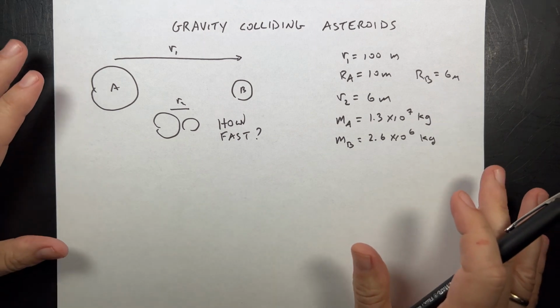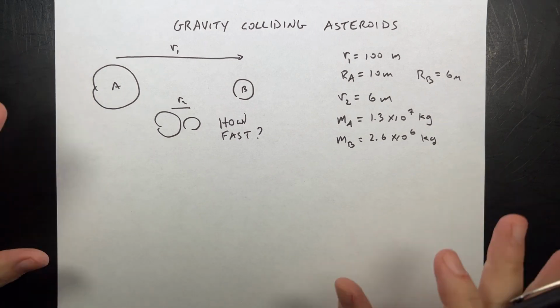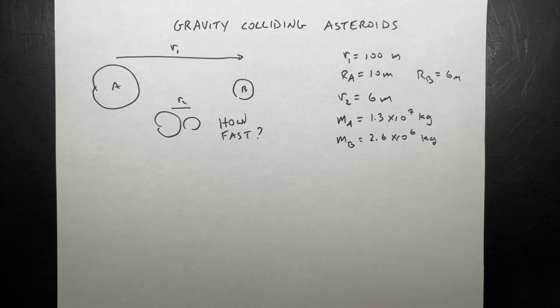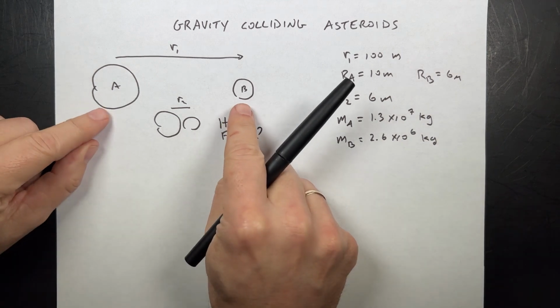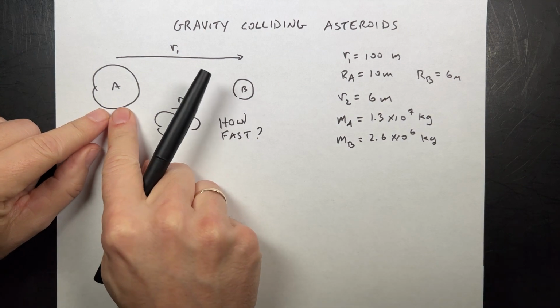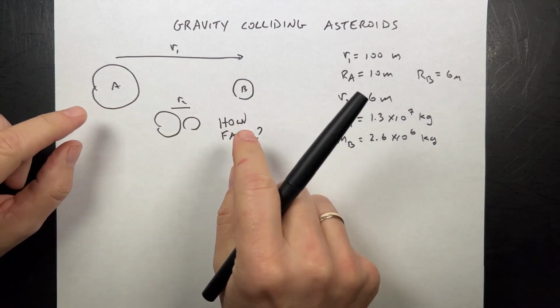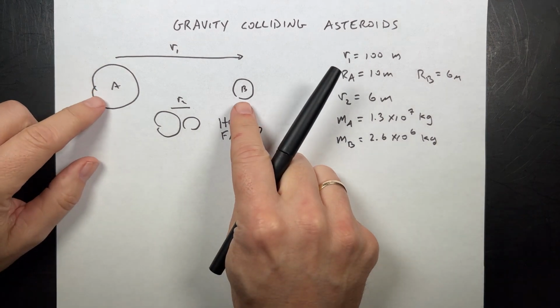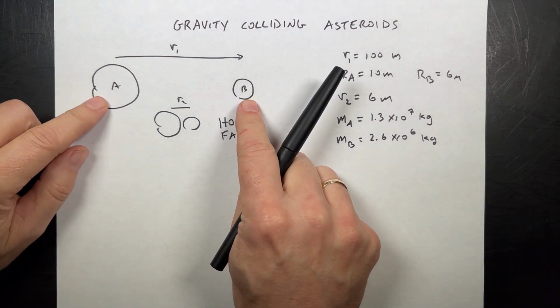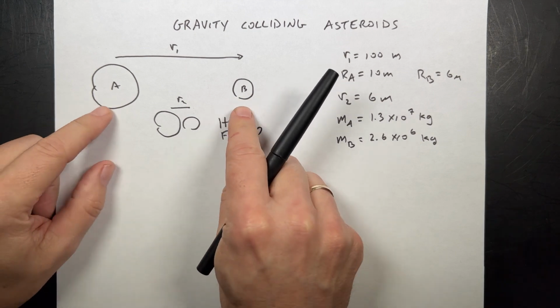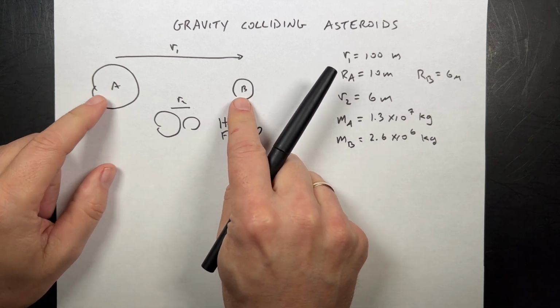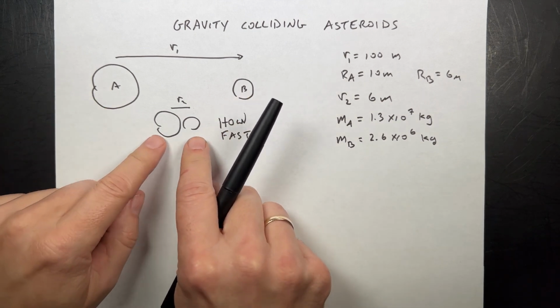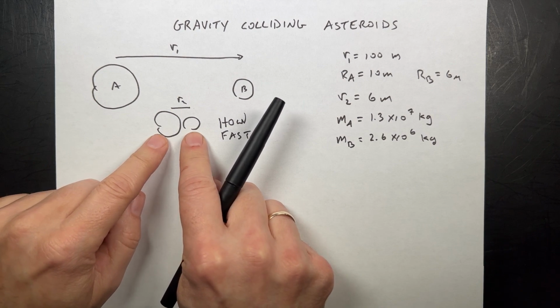Okay, this is a fun physics problem, and I'm going to do it in multiple ways, but let's just get into the problem. The idea is that there are two asteroids in space, Asteroid A and Asteroid B, and there's no other gravitational objects near them. But there is a gravitational interaction between the two asteroids, and it pulls them together. So they start from rest, and they start a certain distance away. When they touch, how fast are they going?